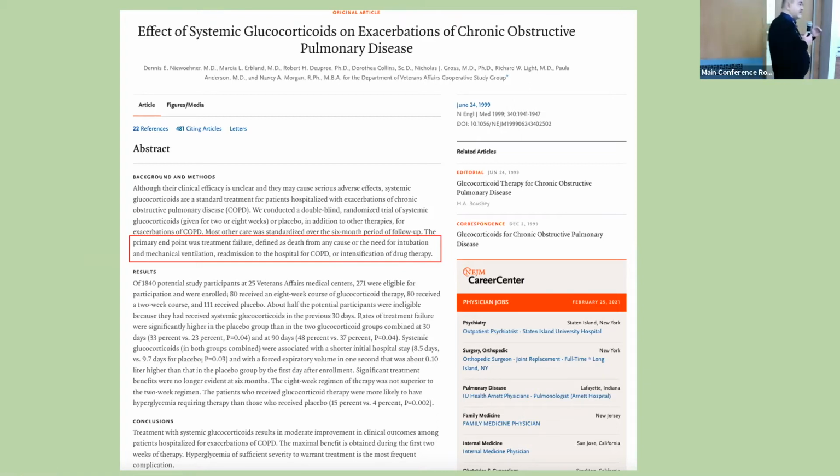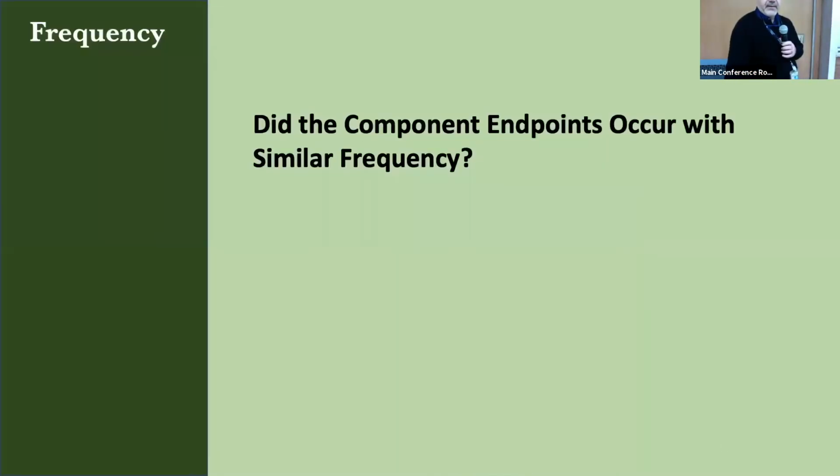When you look at composite outcome, look at the elements or different endpoints and see if they are important to the patient. And if they are not, combining the endpoints is not justified. Second question that you ask, how frequent is each endpoint, right? Are all the endpoints happening with the same frequency?